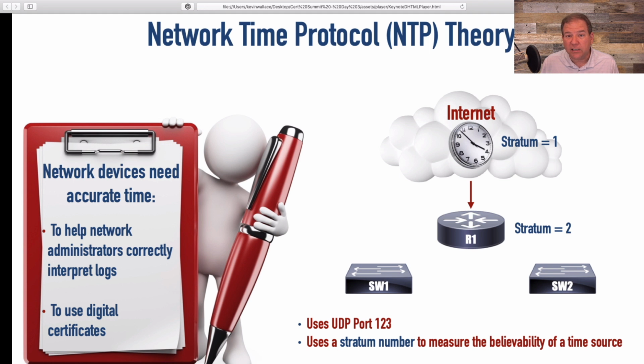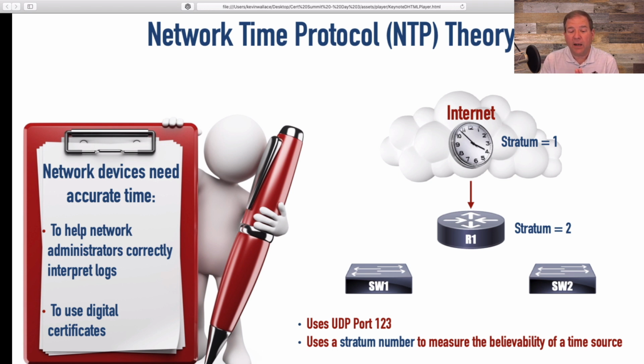And it only goes as high as 15. It's kind of like RIP, the RIP routing protocol. Remember with RIP, if you're 16 hop counts away, you're considered to be unreachable. Well, if your stratum value ever reaches 16, you're considered to be unbelievable. It's like you're too far removed from the original time source to give any reliability to you. So it only goes as high as 15.